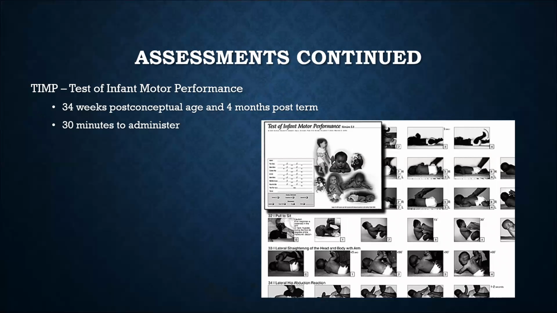Another test that is available is the Test of Infant Motor Performance. This one you can do very early, at 34 weeks gestational age, up to 4 months after their due date. It takes about 30 minutes to administer, and it is focused just on motor responses. A lot of head control, sitting, standing, and prone activities are accomplished in this. And it can be a nice gap filler for the very young children.